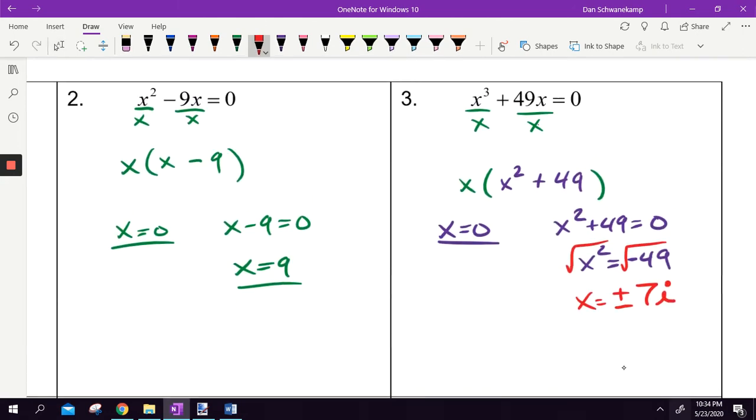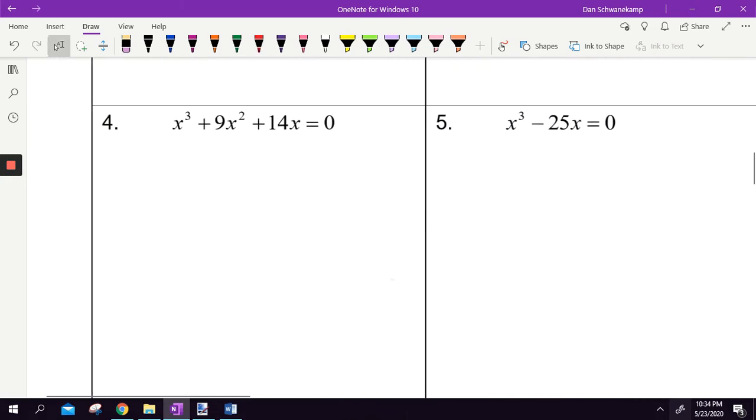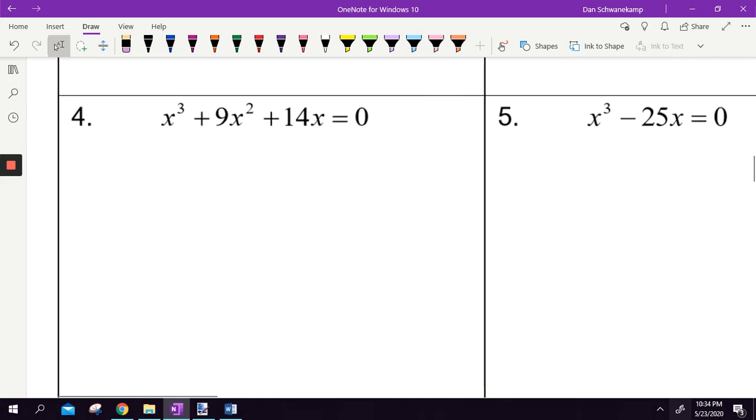We're getting 3 answers. It was an x cubed. Okay, this one was an x squared. We got 2 answers. Again, that's called the fundamental theorem of algebra. Whatever your biggest exponent is, that's how many answers you're going to have. So this one's going to have 3 answers.